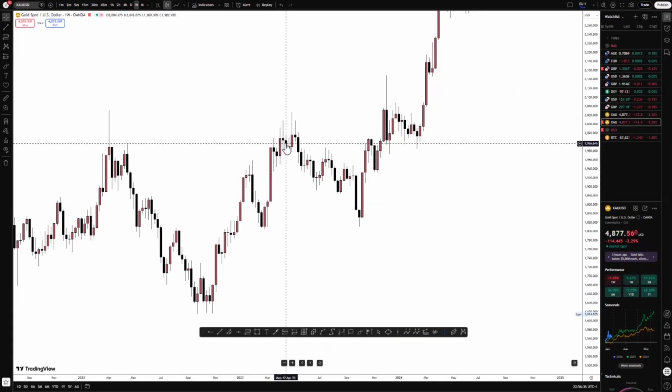So when we know line charts, we know candlesticks. These are two different types of data presentation. Data presentation can be done as a statistical method to grab information about a certain market price or a certain asset. This particular asset we're looking at is gold, gold spot USD, weekly time frame, Rwanda broker.